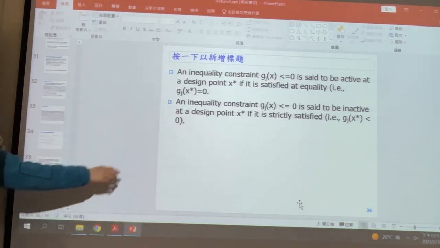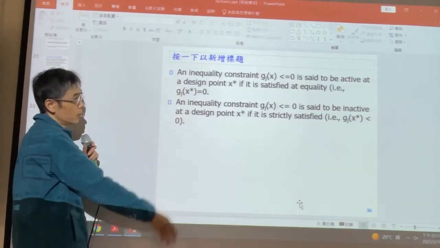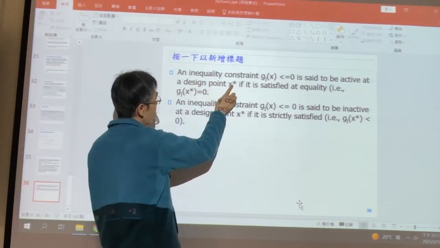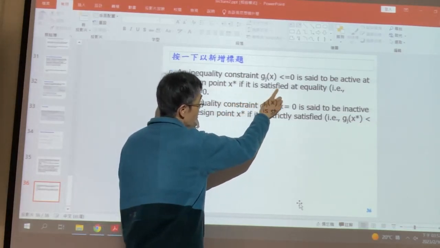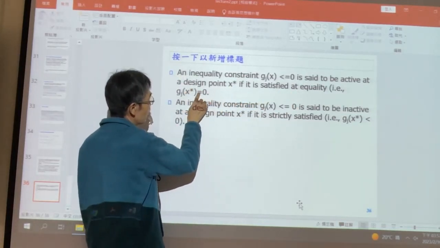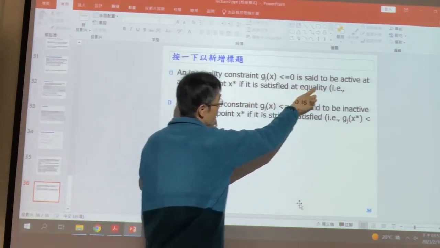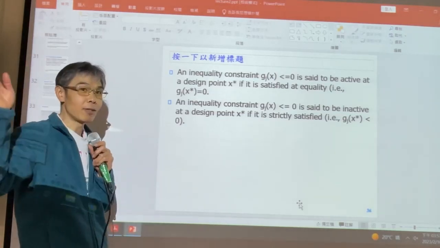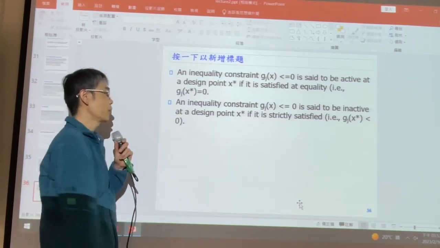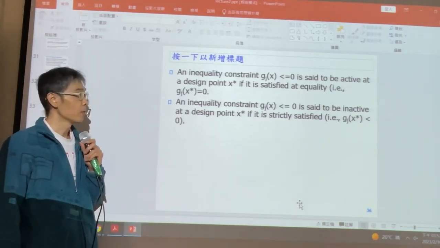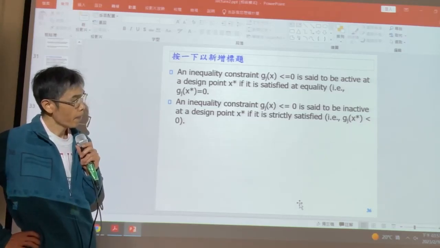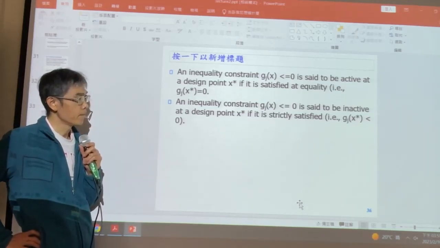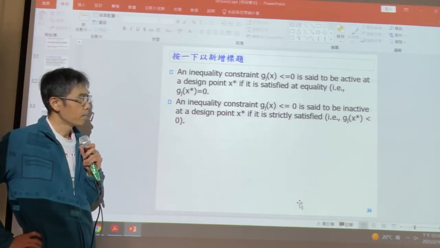Xiangyu, do you read this? Okay. Oh, sorry, we read this already. So in this point, x star is unsatisfied with this one. Equal means this inequality constraint is active. Junhao, you're the final one. We started from you, we end with you. This one, could you read this one? An inequality constraint g_j less than or equal to zero is said to be inactive at the design point if it is strictly satisfied.